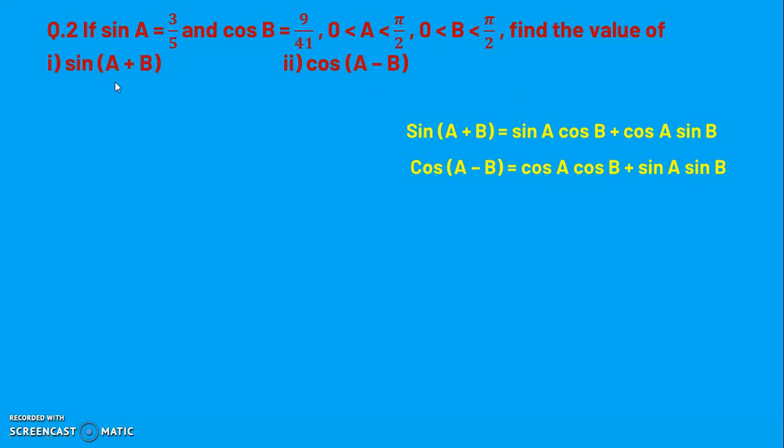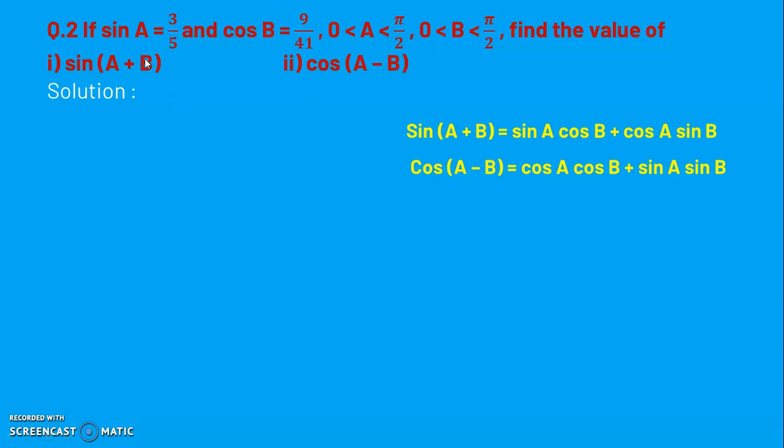So to solve these two equations, we should first know sin A, cos B, cos A, and sin B. Here we know the two values, sin A and cos B, but we have to know two more values, cos A and sin B. So to know those two values, we should take sin A separately and cos B separately and solve these to get the cos A value and the sin B value.